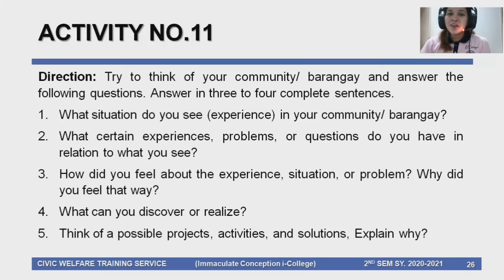Explain why. So, meron akong ipapagawang project sa inyo. You will create project proposal as a group. I will give you example.